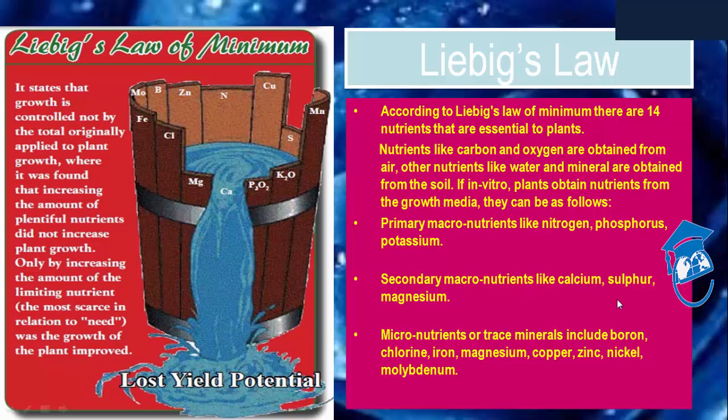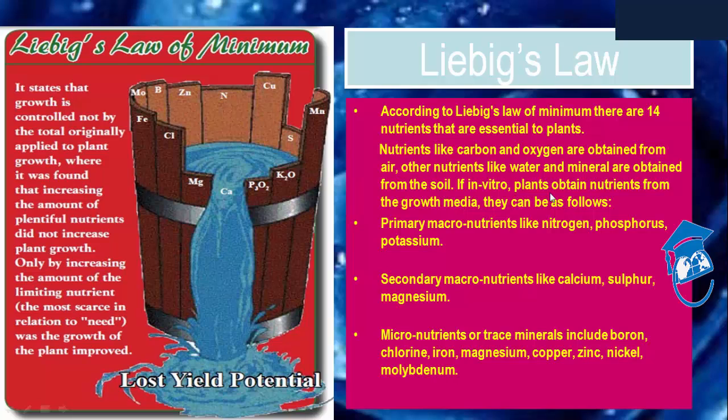Now we will study Liebig's law. According to Liebig's law of minimum, there are 40 nutrients which are essential for the plant body. Nutrients like carbon and oxygen are obtained from air, please note it down. And other nutrients like water and minerals are obtained from soil.